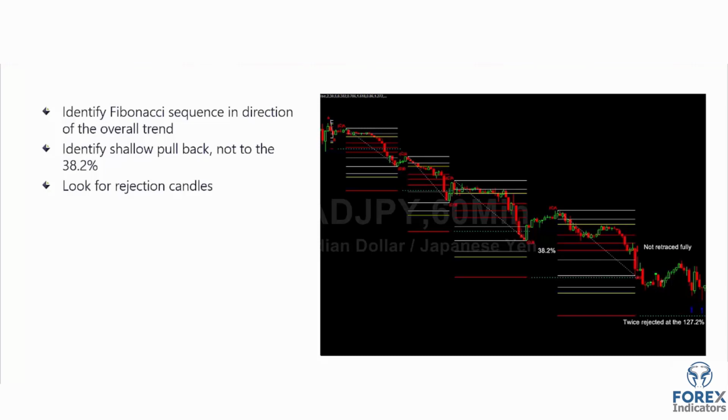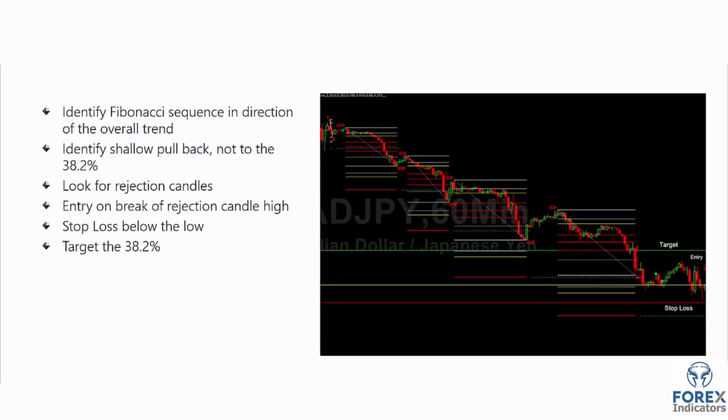Look for rejection candles before entering the trade, and enter on break of the rejection candle high, stop loss below the low, and target the 38.2%. So what you're looking for, for example, here's a nice reversal bar, here's your target there, and this is a 60-minute chart. What I'd normally recommend is you go down to a 15-minute chart. So use the 60-minute C to D formations, but go to 15, because if you enter it there, it's way too late, and you're not going to make much there. So make sure that you go into a smaller time frame. 15 is what I'd recommend.